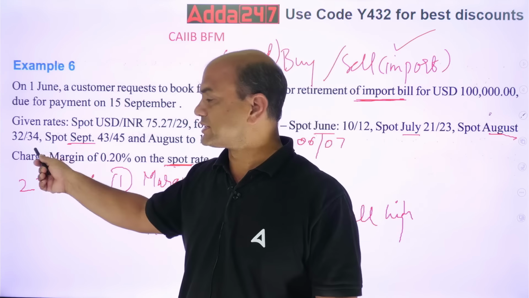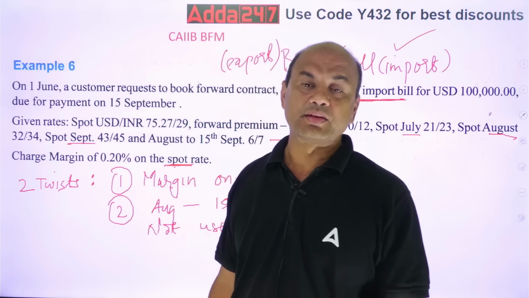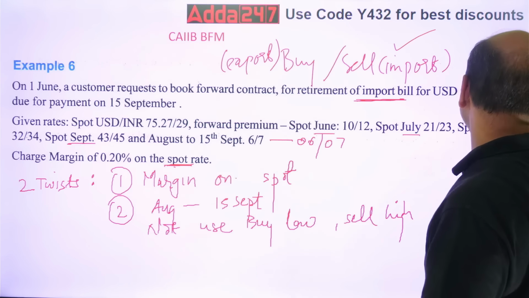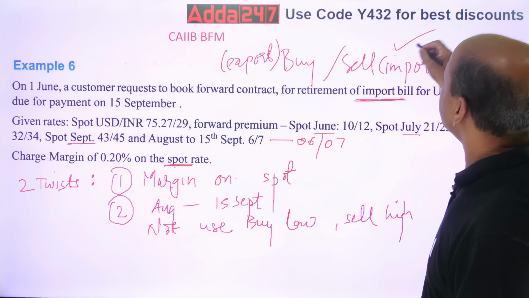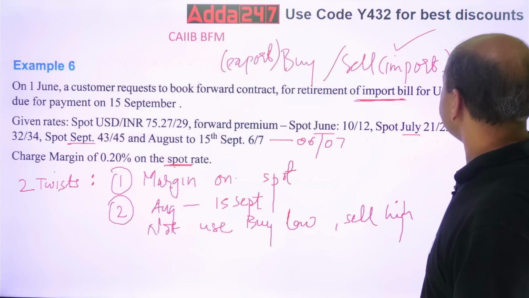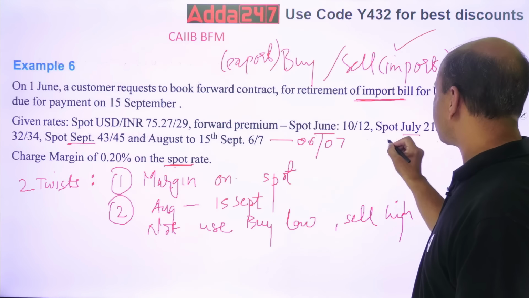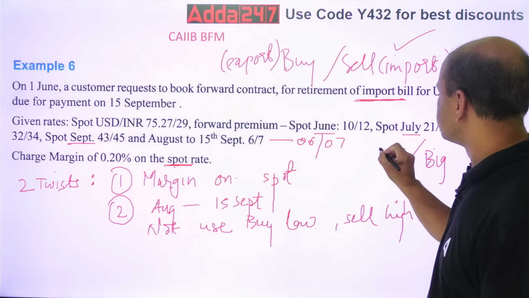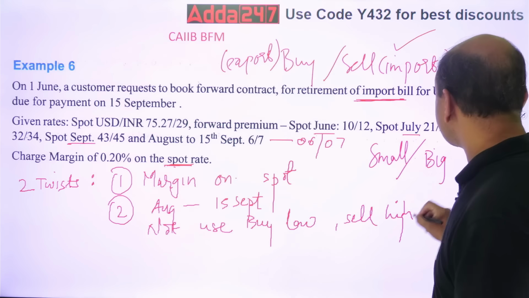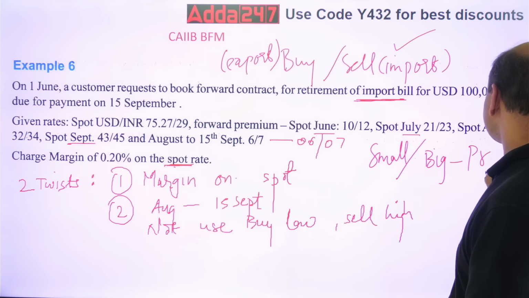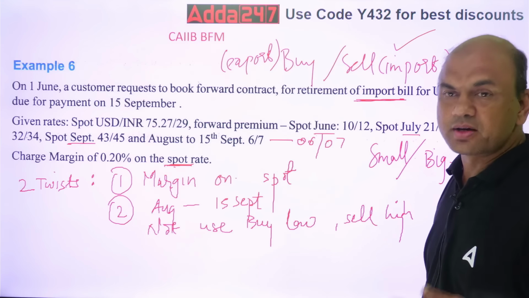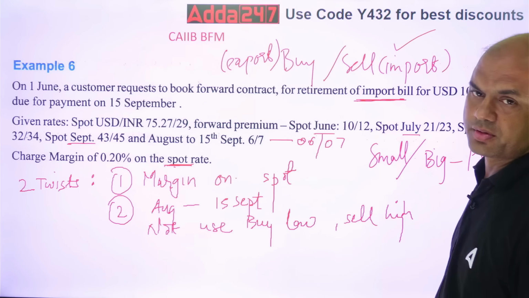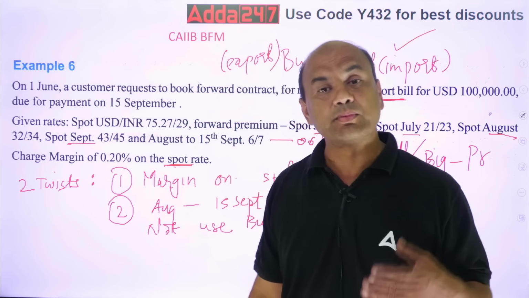Now is this currency in premium or discount? See, whenever you have the right side bigger, this 34, I'll show you over here also. Whenever the right side is bigger and the left is small, then you say the currency is in premium. And whenever it's reverse, the left side is bigger and the right side is small, then you say the currency is in discount.